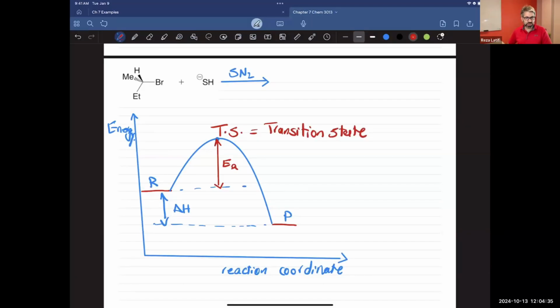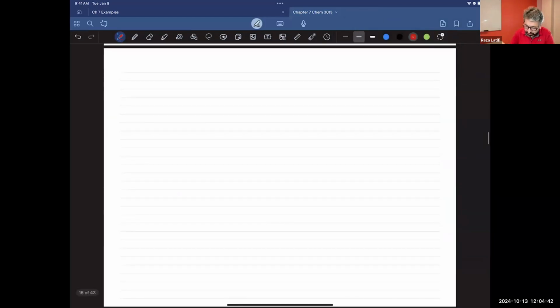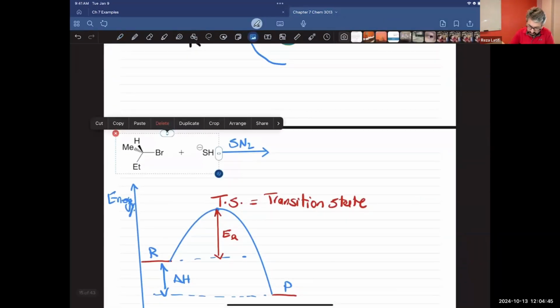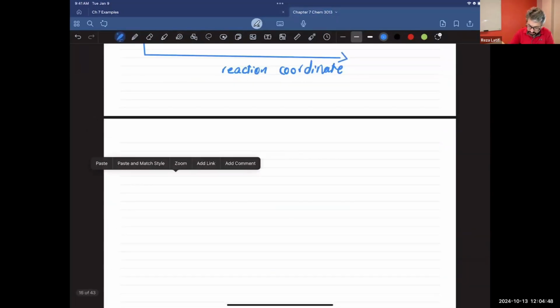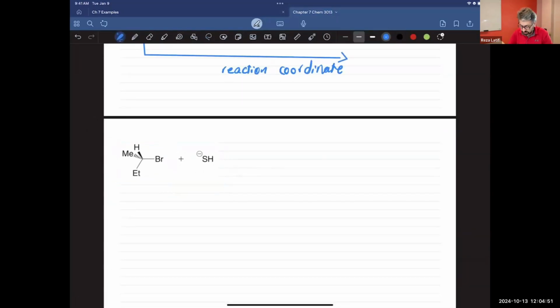I want to draw the geometry of the transition state. Inside the transition state, carbon will be completely planar. That means we're going to have hydrogen facing us, while the methyl is at the back of the molecule. So this is going to be methyl, and the ethyl will be down but inside the plane. And this one will be the ethyl, and that's going to be the hydrogen.